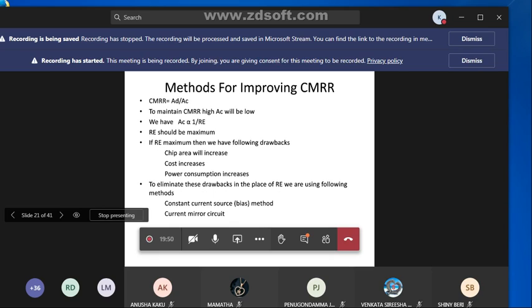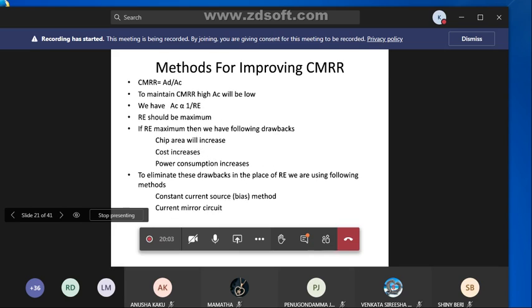So CMRR is the ratio of AD to AC. To maintain high CMRR, AC must be low. The ideal value of CMRR is infinity. Generally, for operational amplifiers, the CMRR must be high. If CMRR is high, you can say that the noise will be low, because here the common mode signal is nothing but noise.